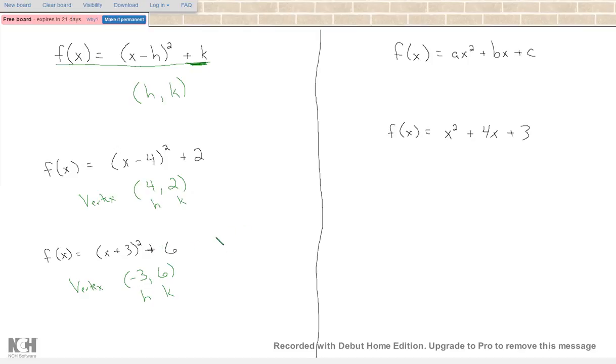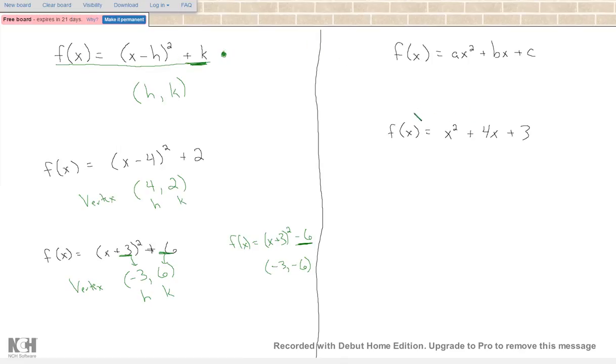If this had been f of x equals x plus 3 squared minus 6, since the number outside here is minus 6, then our vertex in that case would have been negative 3, negative 6. So the h, the sign changes from what's in parentheses, but the k keeps its sign always whenever we're in this format. Now the other format of quadratic equations comes in the form of ax squared plus bx plus c, which would be if we had FOILed out the x minus h squared and then combined like terms.